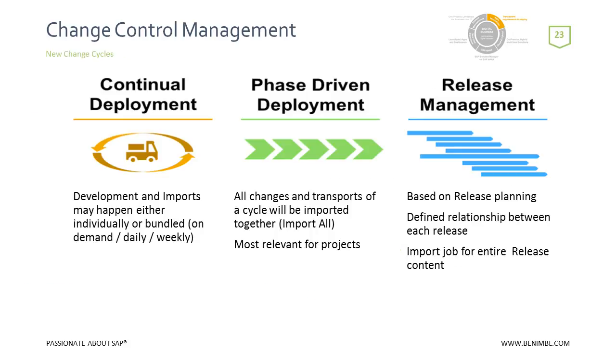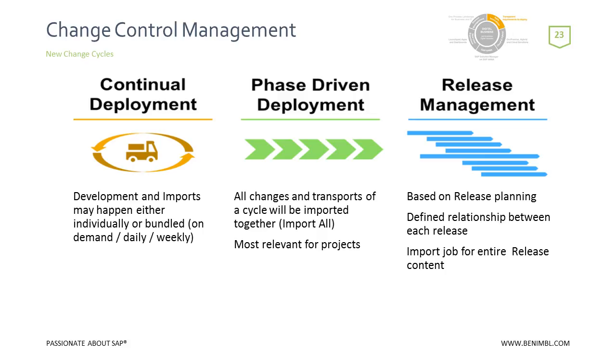Okay. So here we talk about release management and the different cycles that are now available. You have the continual cycle, which will pretty much allow you to move transports into production whenever you want to. Obviously, I would like to place a little asterisk over there. And then there's the phase-driven deployment, where you have to do the different phases of that cycle. And then you have the release management cycle, which you would typically use for a larger project.